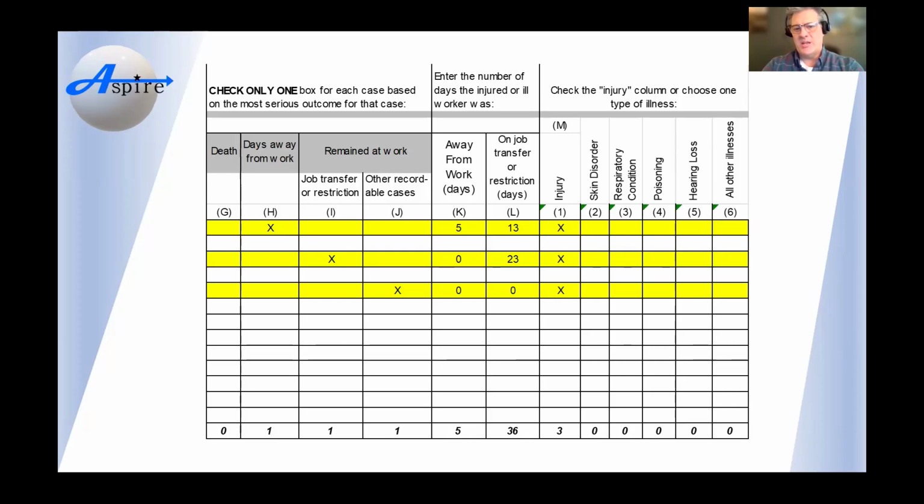Okay. The other mistake I see is that they'll put an X in whatever column has the greater number, the corresponding column to K or L. So if I have a 5 in column K, which is 5 days of missed work, and I have a 13 in column L, which is the number of light duty days, a lot of employers will put the X in column I because 13 is greater than 5. Even if I only miss 1 day of work, I have to classify that case as missed work.